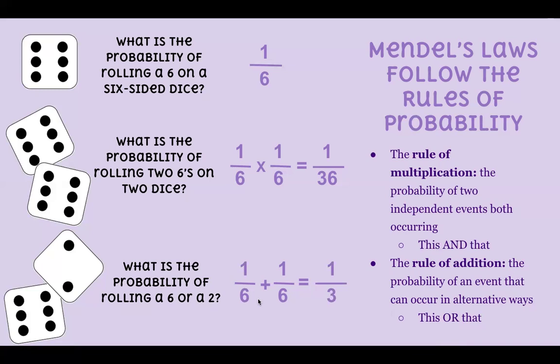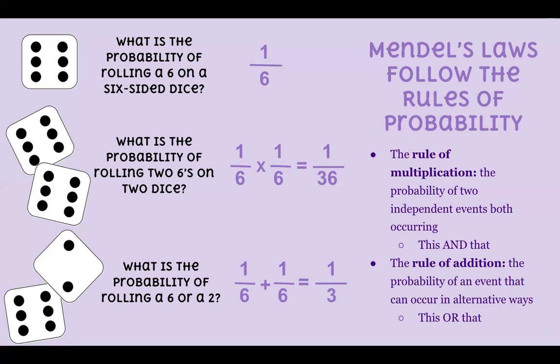If you forgot how to add fractions, here you go. If the denominators are the same, you simply add the numerators. So the 6s are the same already, so I just need to add 1 plus 1. 1 plus 1 equals 2. 2 over 6 simplifies to 1 over 3. Okay? If the denominators are not the same, then you need to find the least common denominator and convert and make the denominators the same, and then you can add it very easily. But in this case, they're already the same, so no problem.